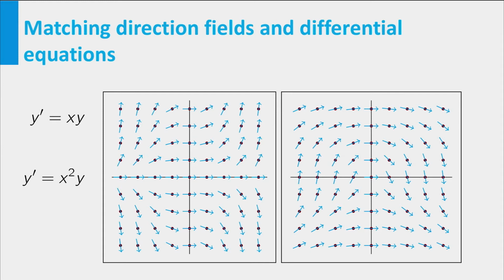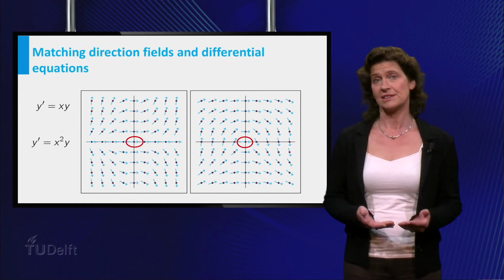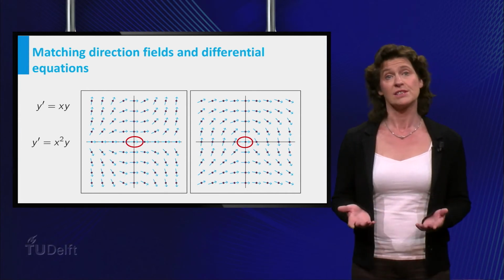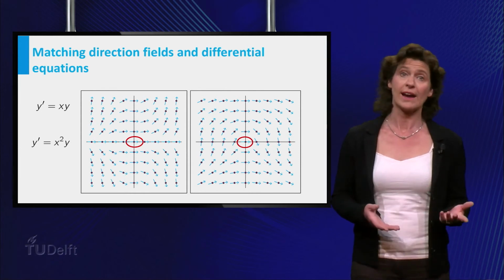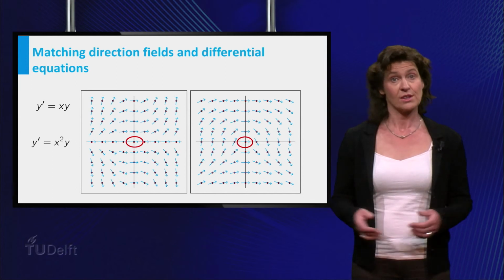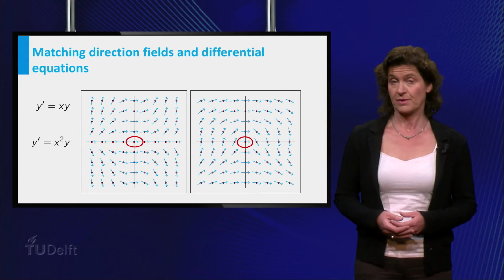Let's start by looking at the simplest point, the origin. You see that in both figures there is a horizontal line at the origin, which makes sense. When you compute y' in both equations by setting x equal to 0 and y equal to 0, you obviously get 0 as an answer. So this doesn't help to distinguish between the direction fields.